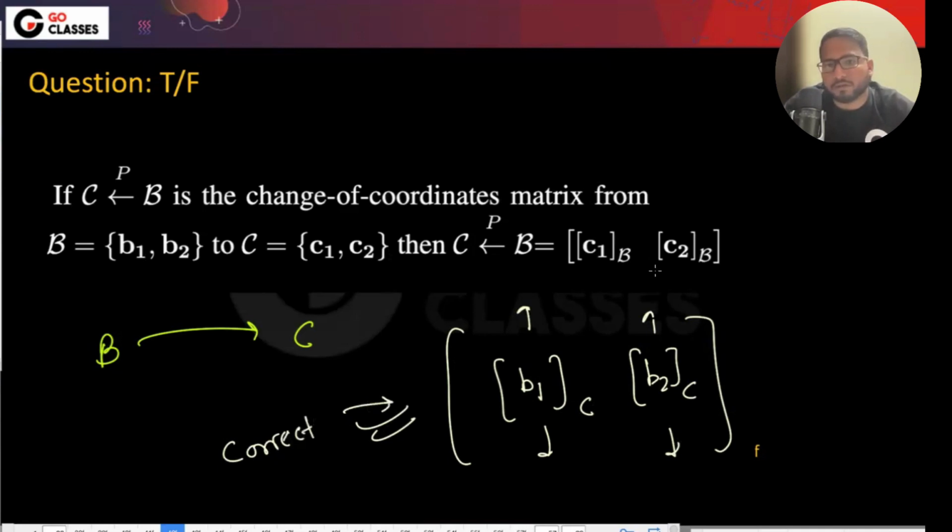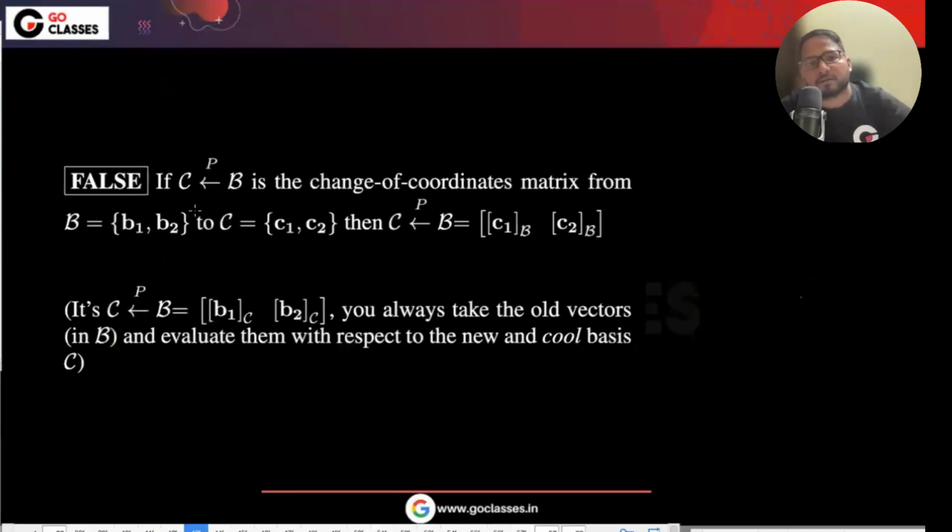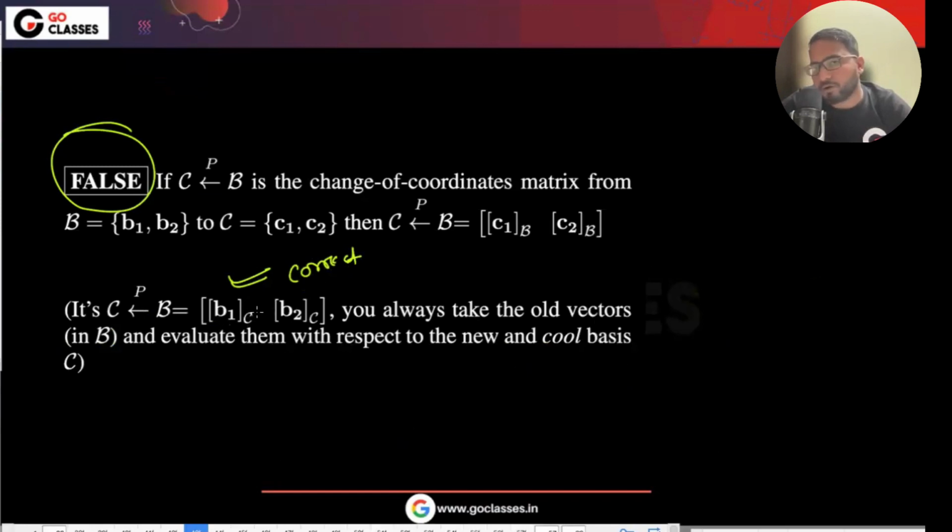And this whole thing, this is basically false, right? So let's just see the answer. False, right? So what they're saying, it's this, right? This is correct. Input basis in terms of the output basis, this is correct, but this is false. Okay, cool. This is actually false.